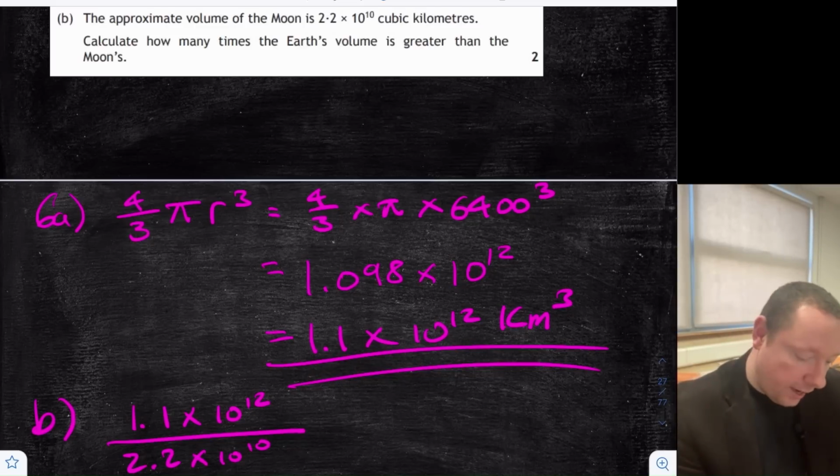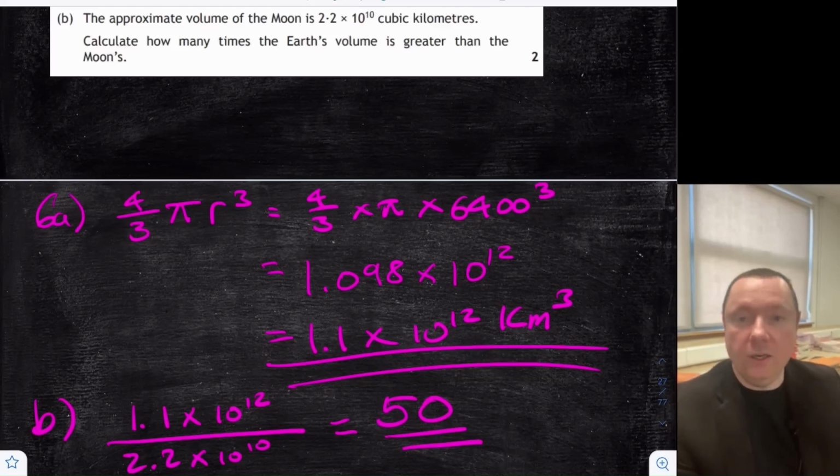And then once we divide, just make sure we put that in the calculator with brackets, divided by brackets, you get 50. And we're done there.